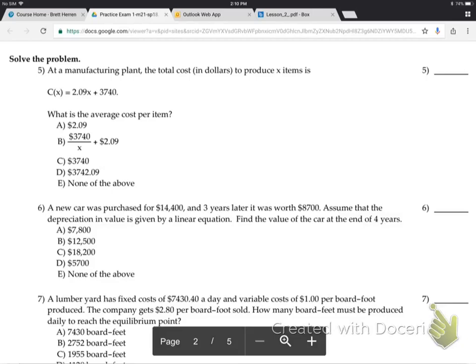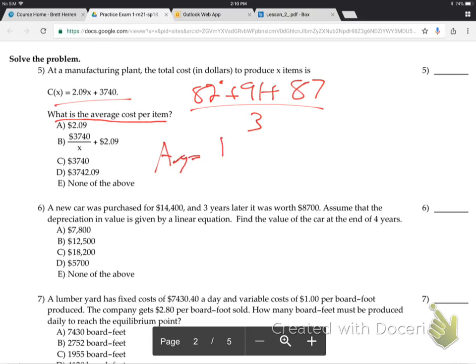Okay, so we got a cost. What is the average cost? That's weird. How do you find the... What if I have 82 and a 91 and an 87 on 3 exams, how do I find my average test score? Add them all up and divide by how many scores? 3, right? So average. Average means what? It means total over number.